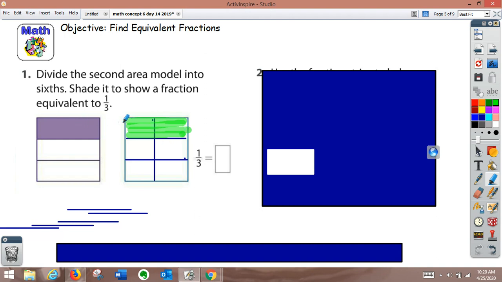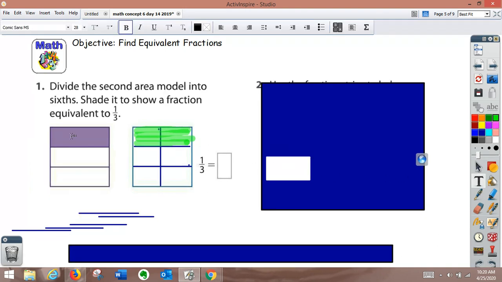And it's the same. It's got a different name, though. 1/3 is the same as, how many parts did I color there? 2. Out of how many parts total? 1, 2, 3, 4, 5, 6. 6. So 1/3 is equal to 2/6. They are equivalent fractions. They are the same.